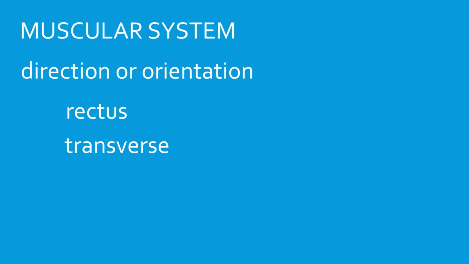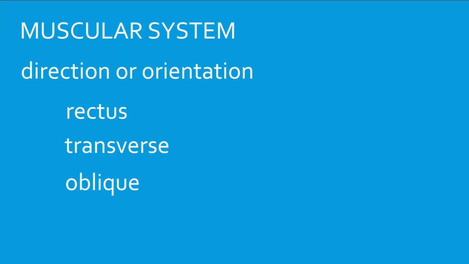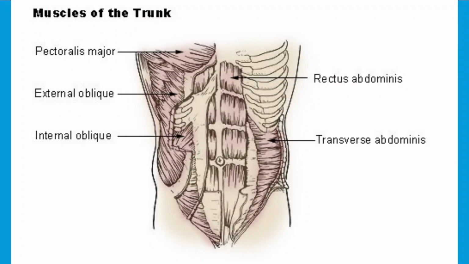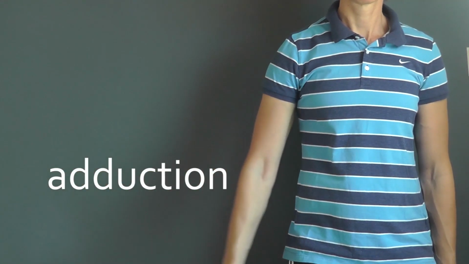So for an example, the transversus abdominis runs across your body. Oblique means diagonal, so your obliques in your abdomen run in a diagonal path on the sides of your torso. Muscles are named according to their actions. Adductor means to add to or move closer to.